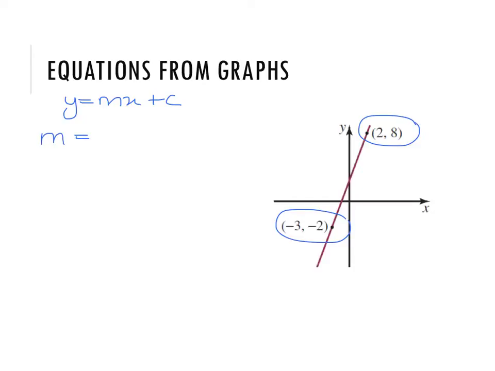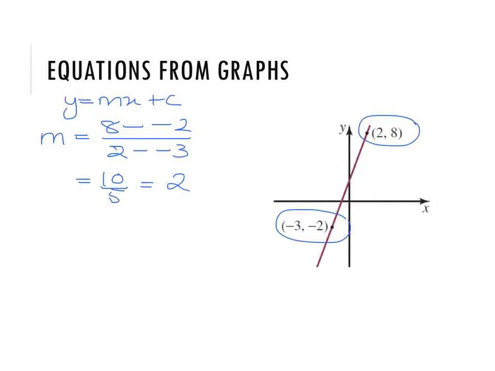Gradient equals y2, so 8, minus y1, negative 2, divided by x2, 2, minus x1, negative 3. Now remember, 2 negatives make a positive, so that actually means I'm adding. So I would end up with 8 plus 2, 10, divided by 2 plus 3, 5. So my gradient equals 2 in this case.